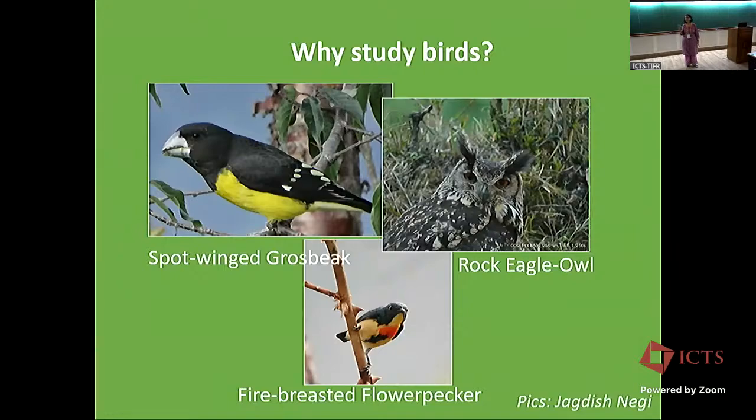They produce many different kinds of calls. Here you can see 3 different species from the Himalayas where I work. You can see that they have pretty interesting names as well, right? Fire-breasted flowerpecker, and spot-winged grosbeak, and so on. So they're very good environmental indicators as well, and that has been found to be true across the board.